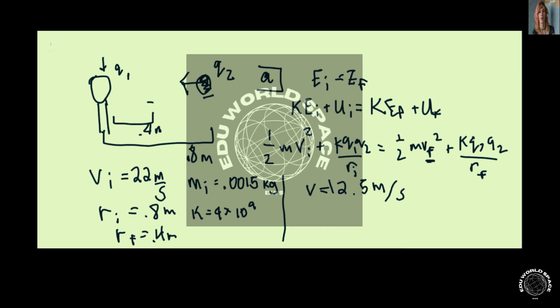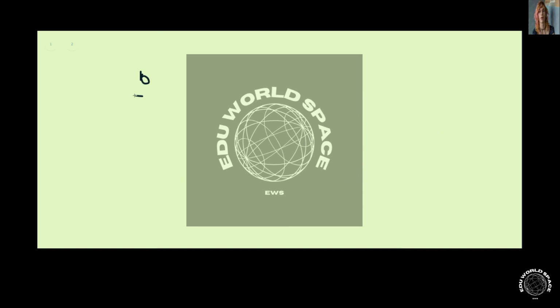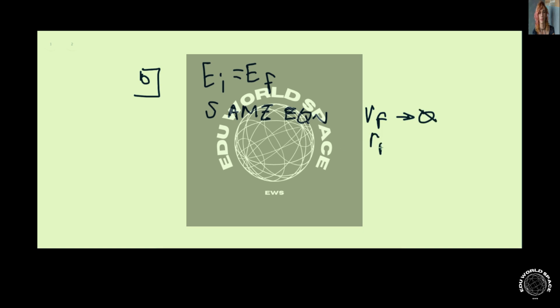And so let me do part B. So it wants to know how far it goes. And again, you want to use energy initial equals energy final, and you want to use the same exact equation, except V final goes to 0, right? Because if it can't go any further, it's stopped for a moment at least. And you want to say R final equals question mark. So you want to solve for that.